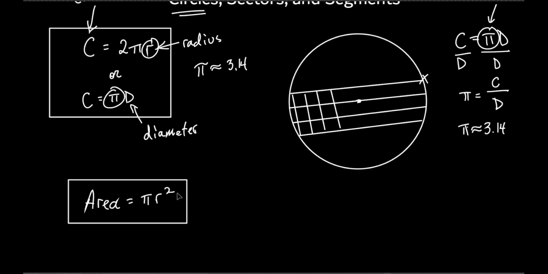So the area is pi r squared. You can always remember pi r squared because area is always squared, because we're finding out how many squares are inside of here, okay? So when it's squared, it's always the area.